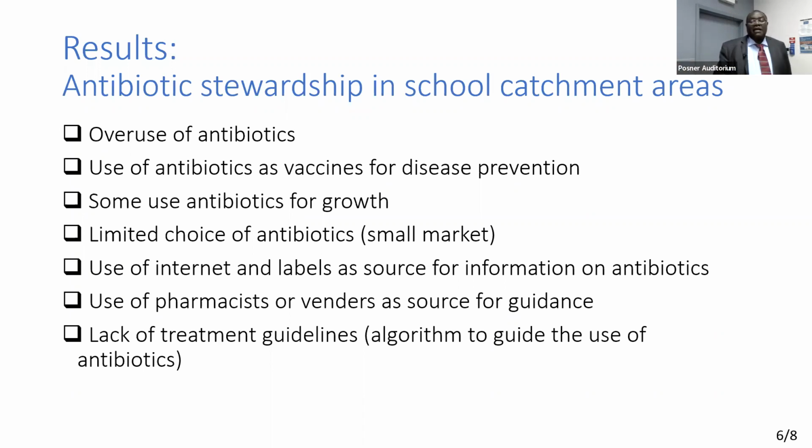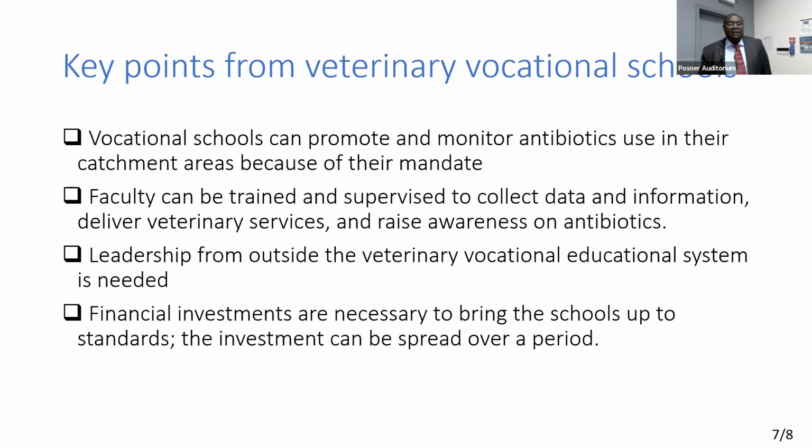In animal health, they don't have algorithm guidelines to treat some diseases, on how they can efficiently use antibiotics for different diseases. So that is missing. Those are things that need to be addressed.